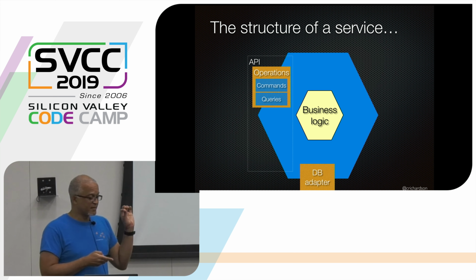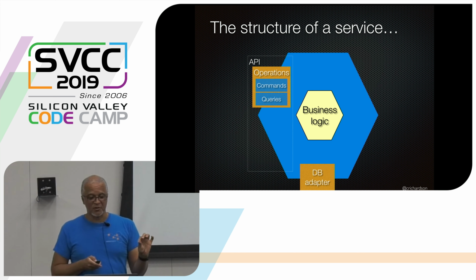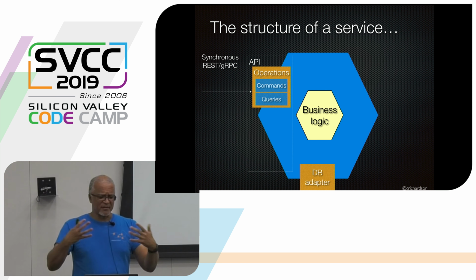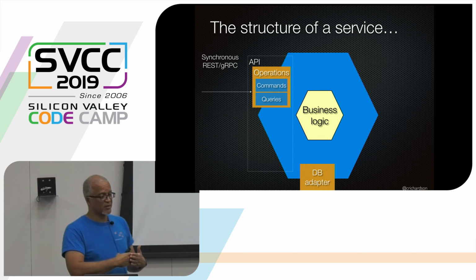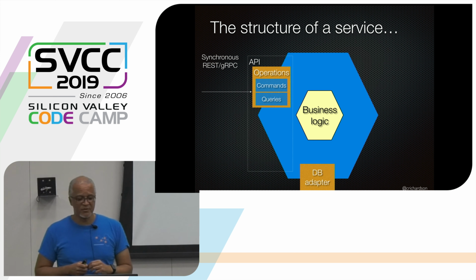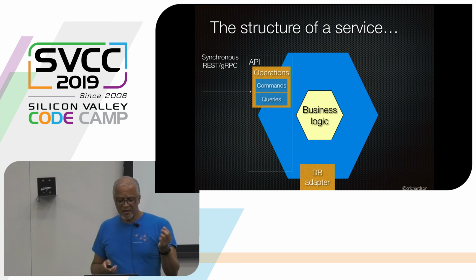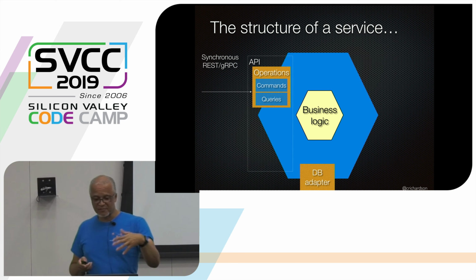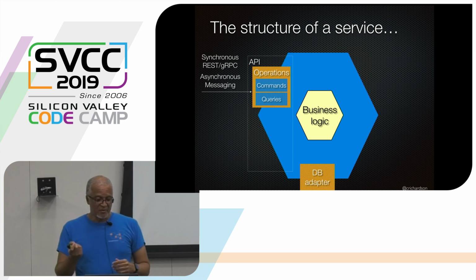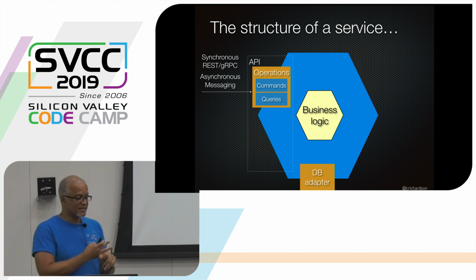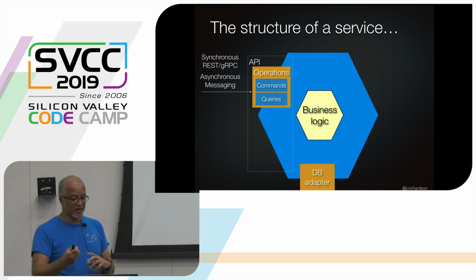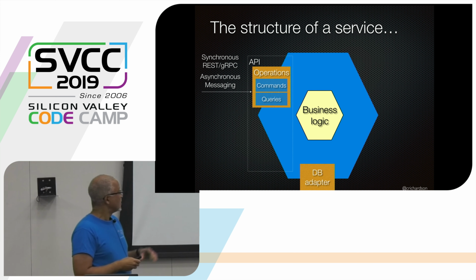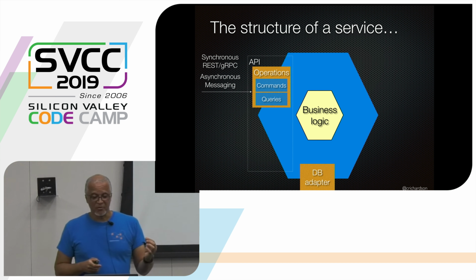And then there are two different ways of invoking those operations. We always think about using REST or gRPC. Those are synchronous protocols, and there are obviously other synchronous protocols you could use as well. But then often in a microservice architecture, for reasons I'll get into later, you might invoke these commands or queries asynchronously by sending a message to a service via a message broker. So that's one part of the API, the operations.